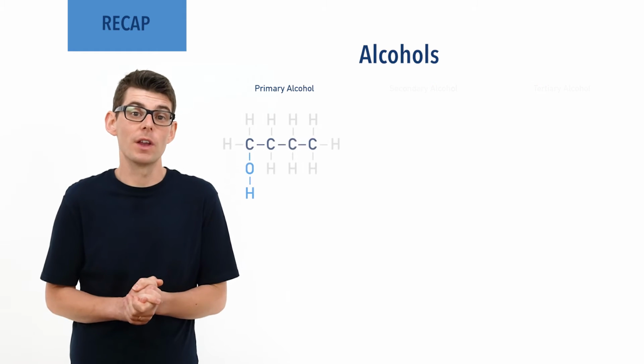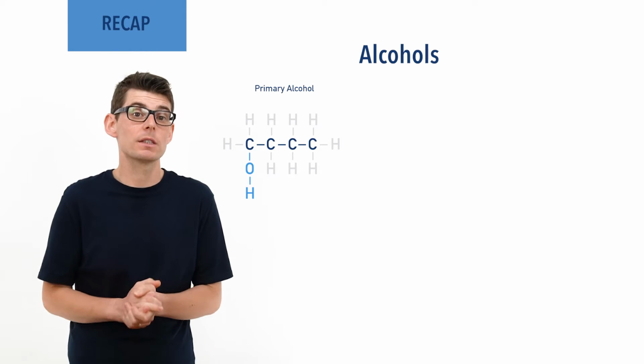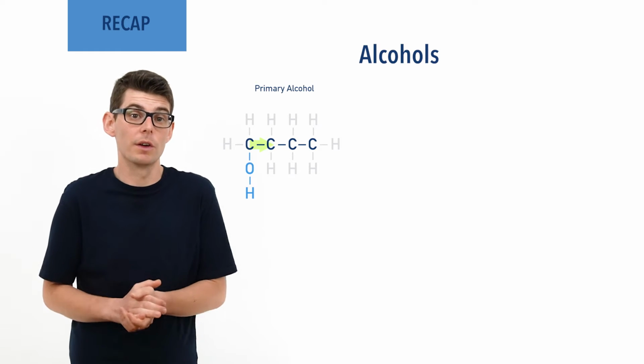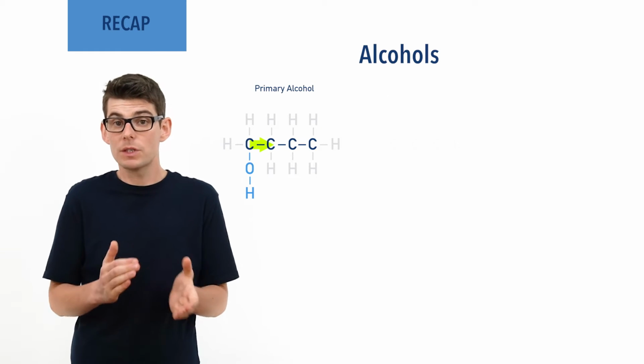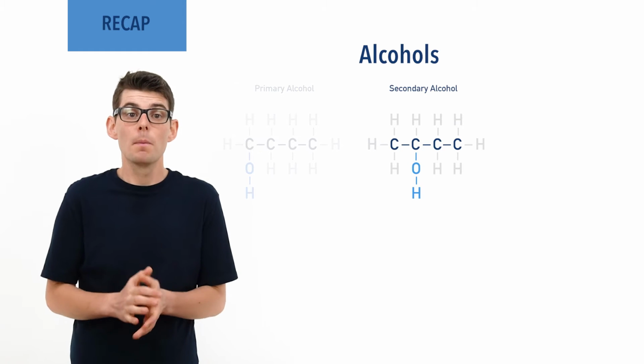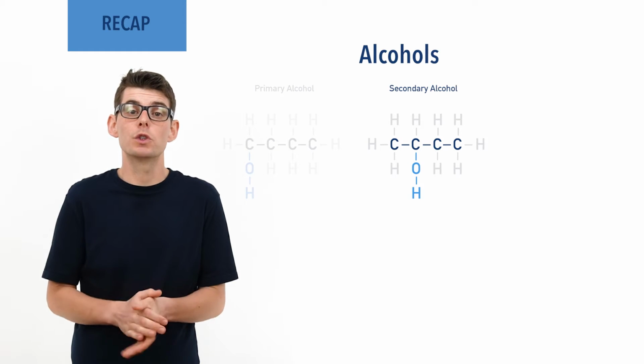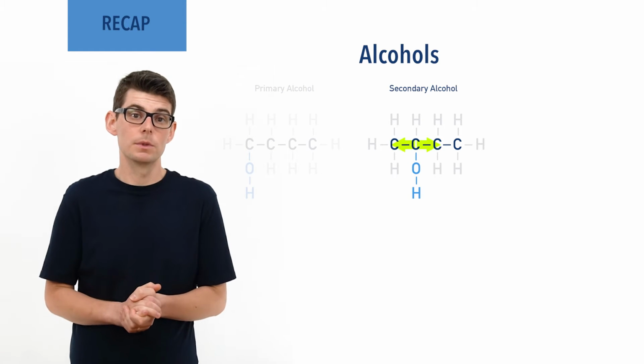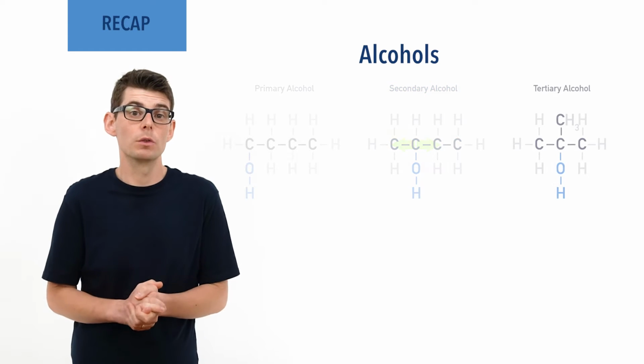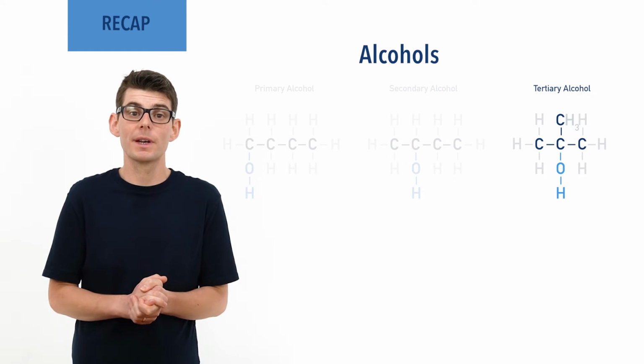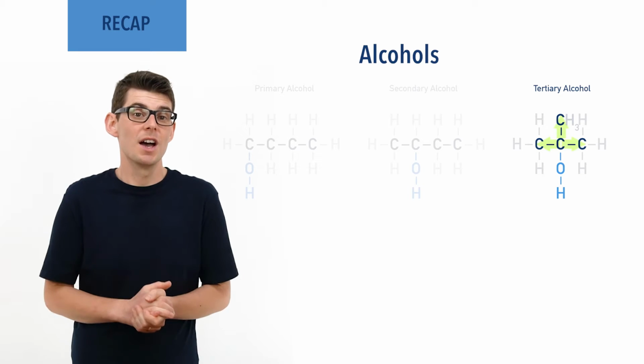Primary alcohols have an OH group that is bonded to a carbon atom that is bonded to only one other carbon atom. Secondary alcohols have an OH group bonded to a carbon atom that is bonded to two other carbon atoms. And tertiary alcohols have an OH group bonded to a carbon atom that is bonded to three other carbon atoms.